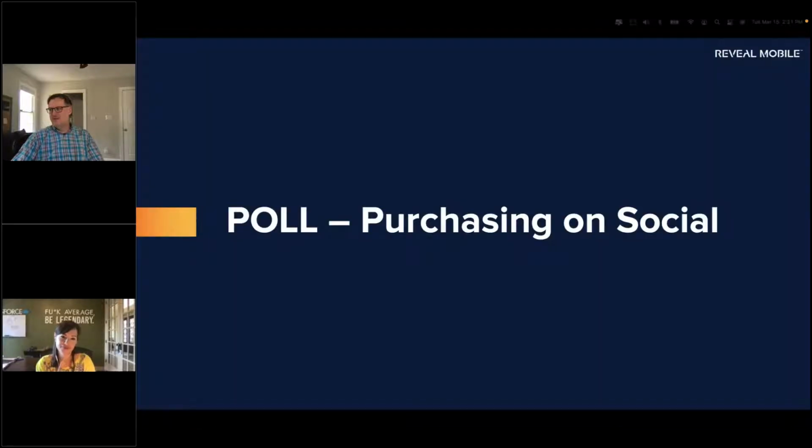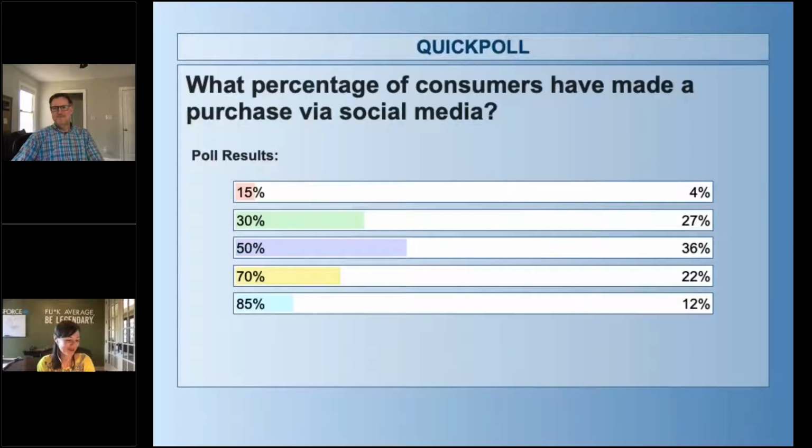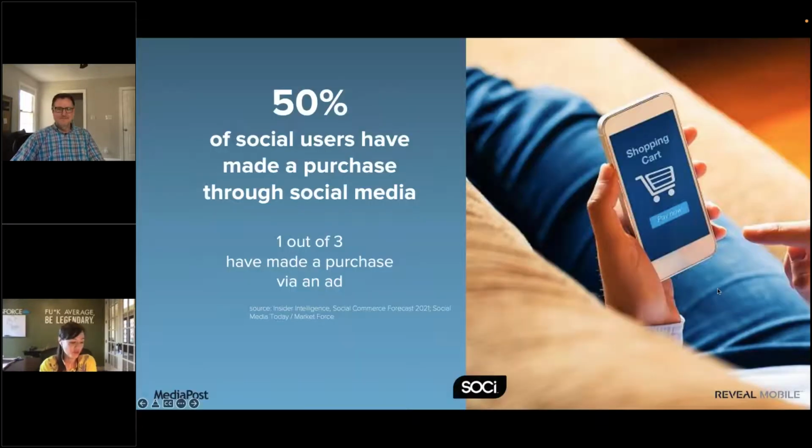All right, here's the results. Wow. So the majority of you got this right at 36%. So 36% of you said that 1 out of 2 consumers now make a purchase on social, and that's right, 50% of social users are now making purchases on social media. And that includes organic and paid.